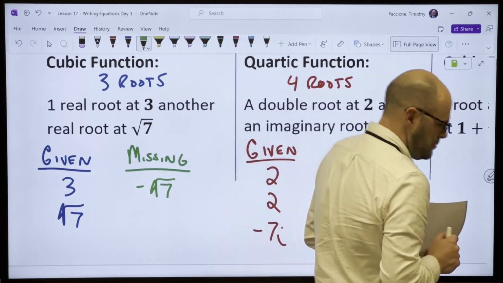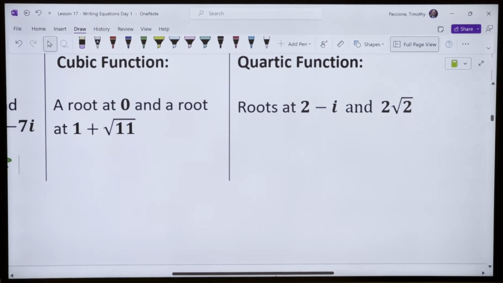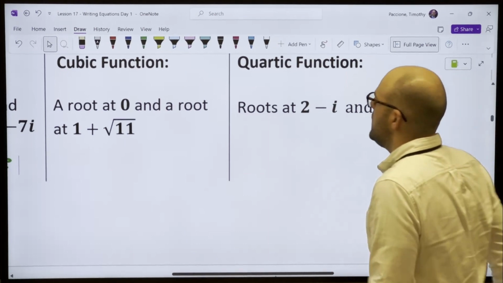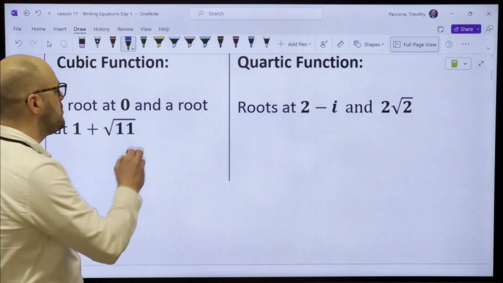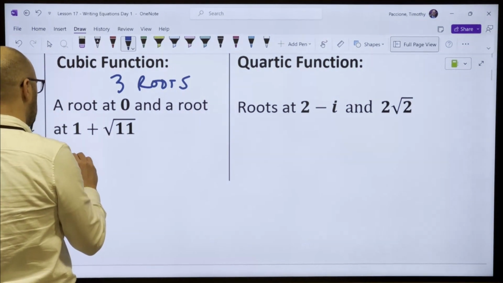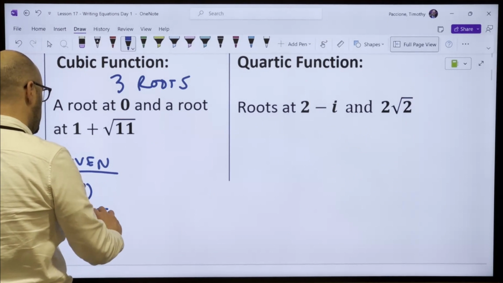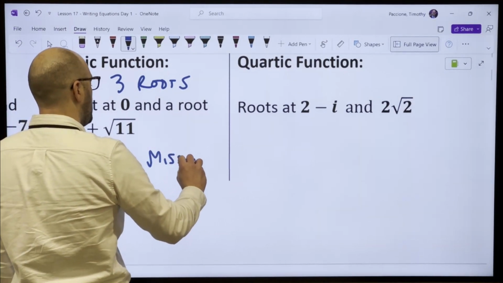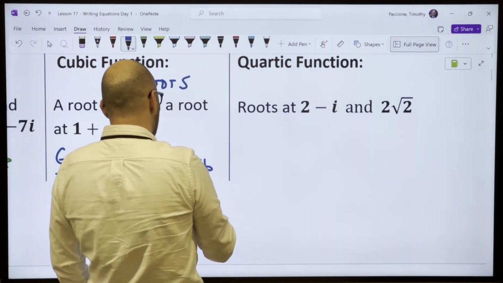Okay, you do the other 2. Go for it. All right, so cubic function, how many roots? Back to the front. 3. And I know I have a root at 0 and a root at 1 plus square root of 11. So missing must be what? If I have 1 plus square root of 11, I must also have 1 minus square root of 11.